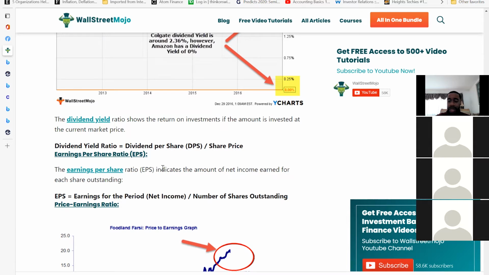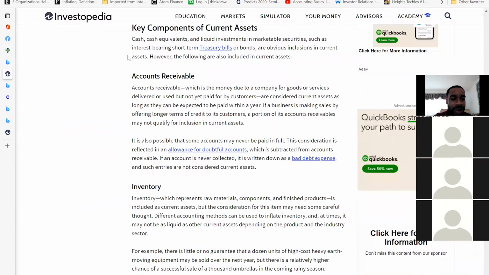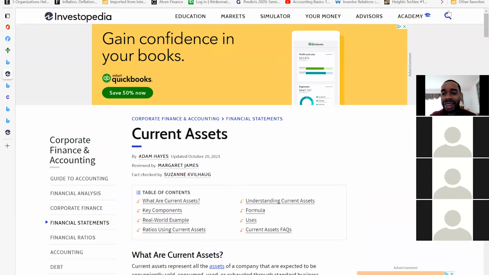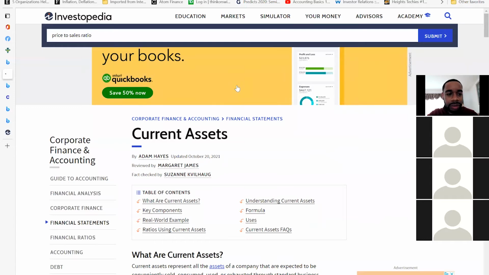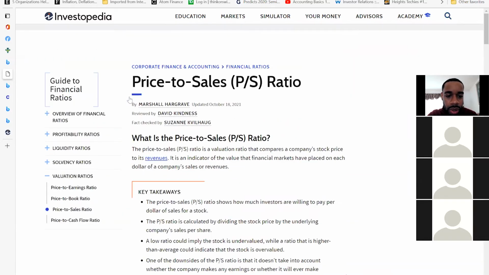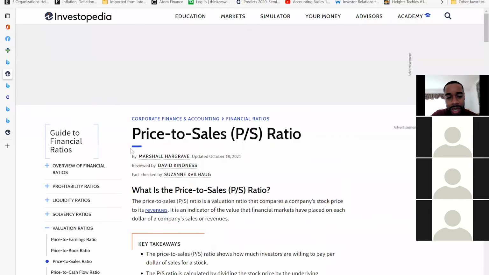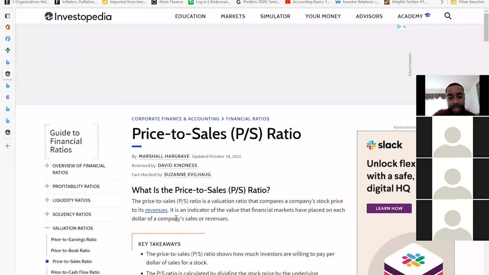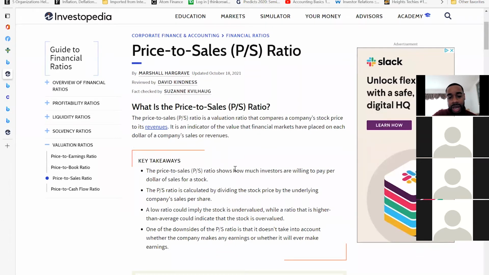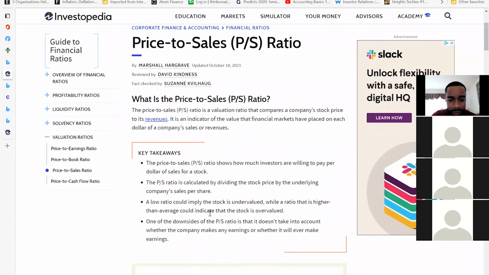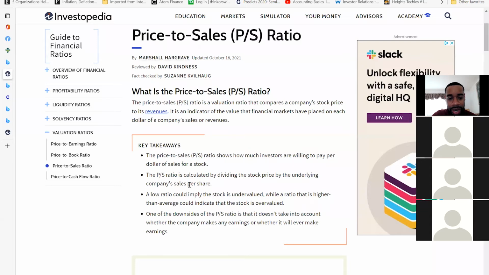The price to sales ratio tells us, how could I say this? I know these things in my brain, but sometimes saying it out loud, I can't find the words. Let me find a nice definition. Okay, the price to sales ratio compares a company's stock price to its revenues. It's an indicator of the value that the financial markets have placed on each dollar of a company's sales or revenue. So it shows how much investors are willing to pay per dollar of sales for each stock. You're dividing the stock price by the underlying company sales.